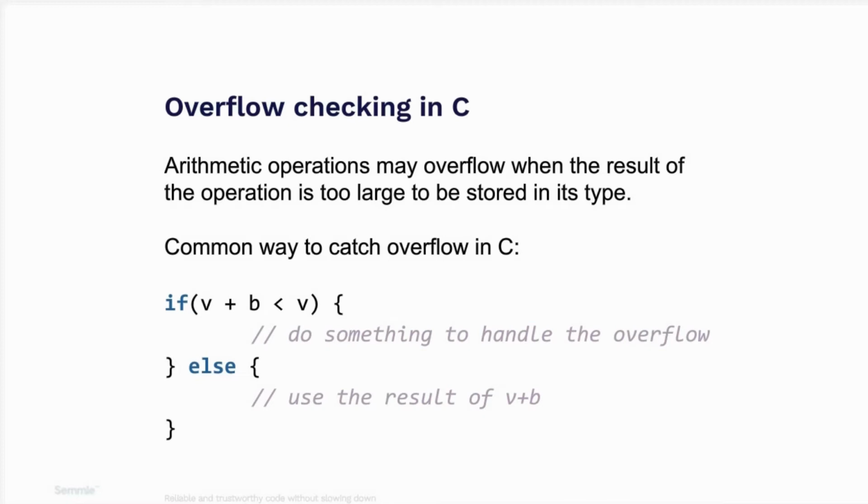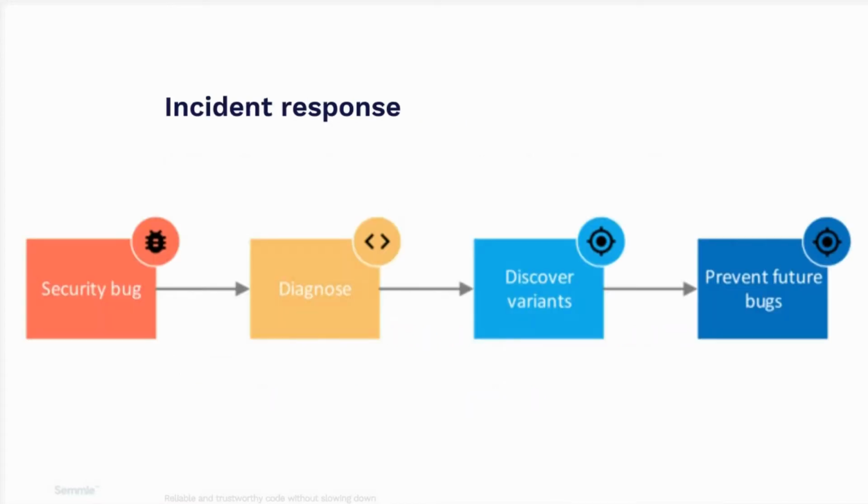Let's step back and talk about the big picture. So suppose a bug like this is found, then what do you do? Obviously, the first thing is you need to determine what the bug was, and you need to fix it. But what you also need to do is you need to make sure that you don't have any other bugs that are similar to it.